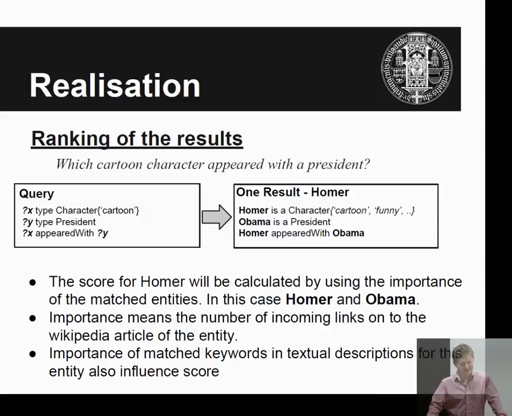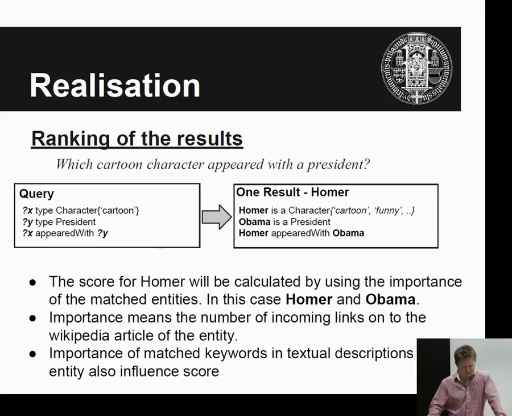And now we have our result, and we have to rank our results. Here's an example. For the query X-type character, Y-type president, X appears with Y, you will get something like Huma, because Huma is a character, Obama is the president, and Huma appeared with Obama. And also cartoon was matched.